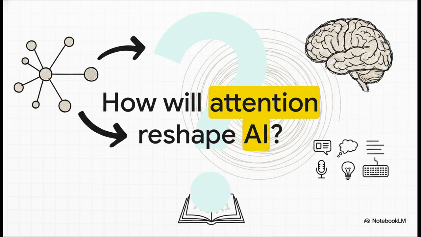This fundamental shift from recurrence to self-attention didn't just fix machine translation, it laid the direct mathematical groundwork for the incredible AI revolution we're living through right now.